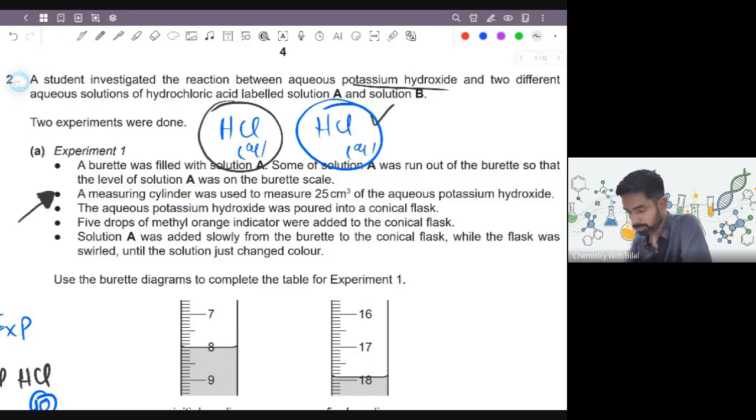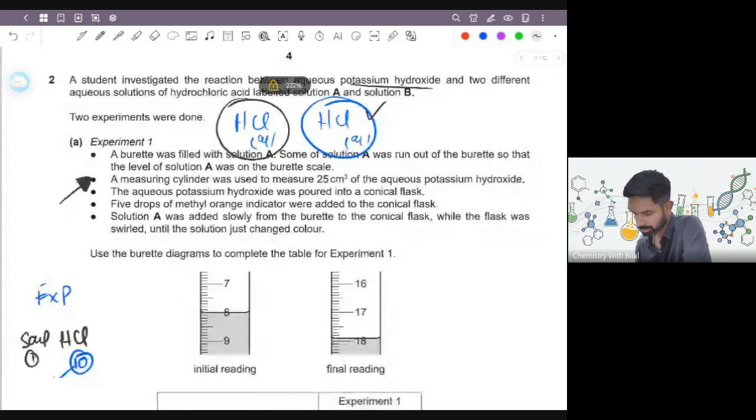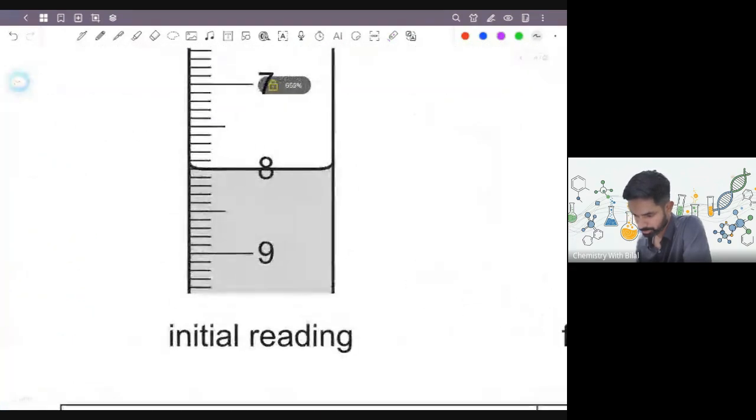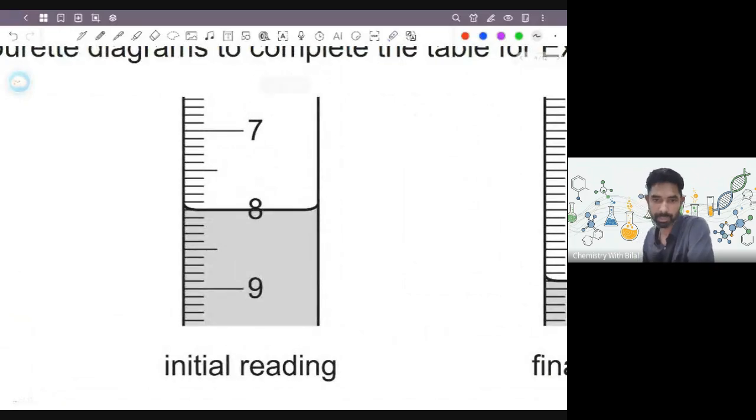The aqueous potassium hydroxide was poured into the conical flask. 5 drops of methyl orange, which indicator was added. Solution A was added slowly from the burette. And here is the reading, the initial reading and the final reading. Look at the initial reading, guys. What is the initial reading here? क्या reading है initial हमारे पास? What is the exact reading?